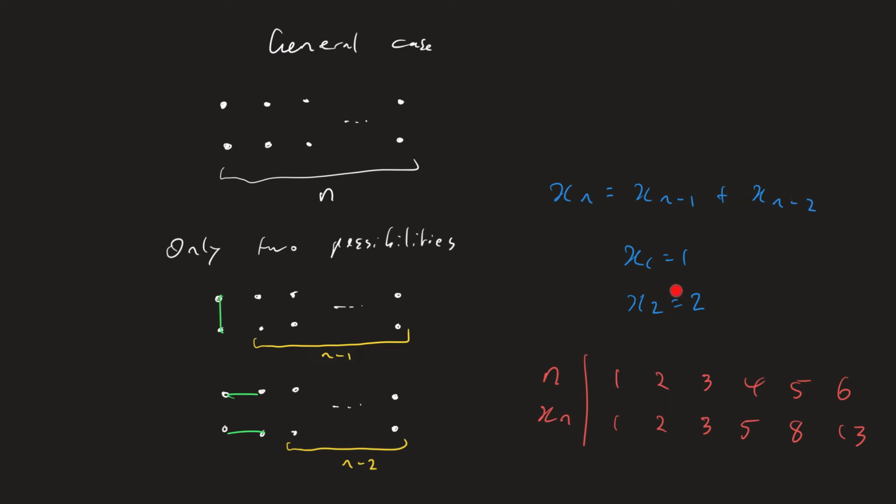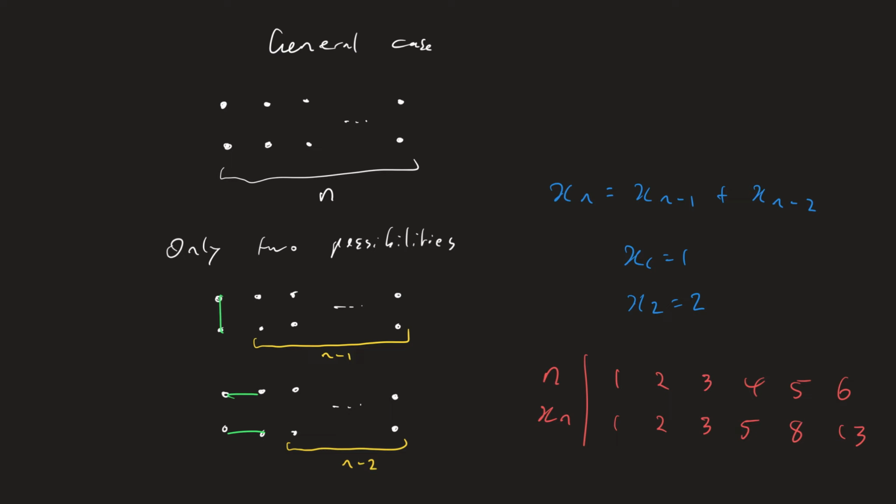So with these two starting points, we can then apply this formula recursively. Precisely, we can write n along the top here, 1, 2, 3, 4, 5, 6, x of n, 1, 2, and then after this point, this number is simply the sum of the previous two numbers. So 2 plus 1 gives us 3, 3 plus 2 gives us 5, 5 plus 3 gives us 8, and 8 plus 5 gives us 13.